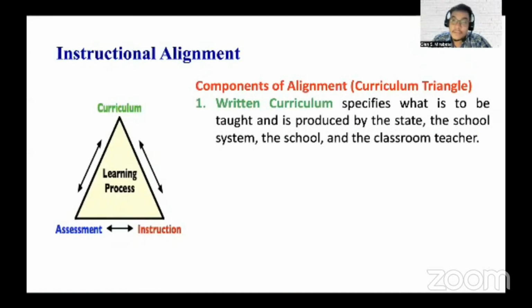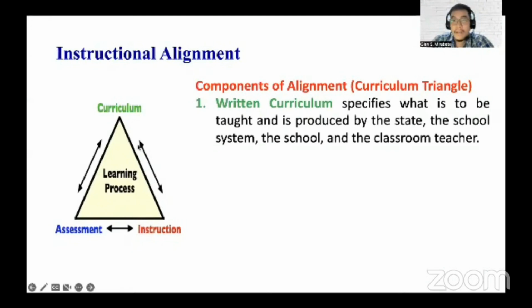So for the curriculum or the standard, the written curriculum specifies what is to be taught and is produced by the state, the school system, the school, and the classroom teacher. So we have here the K to 12 curriculum guide coming from the Department of Education. Then it goes down from the national level to the regional level, division, district, and the school. And from the school, they have their respective vision and mission that need to be achieved inside the classroom through character formation, right? And also the teacher's way of delivering the content to the students must be taken into consideration.